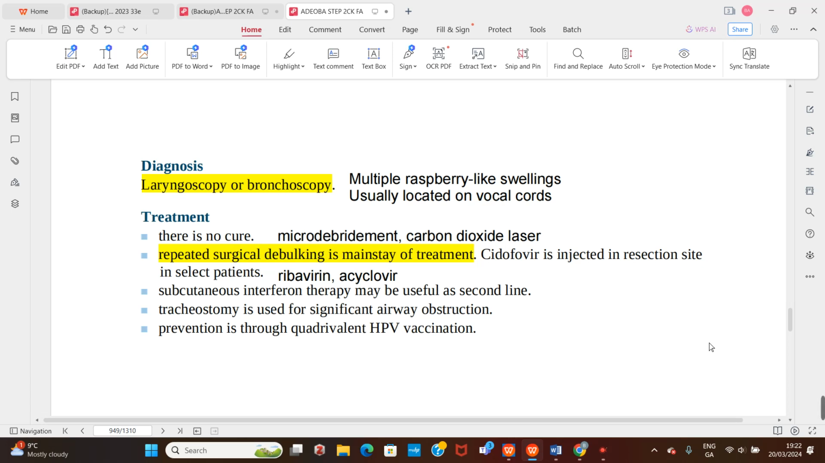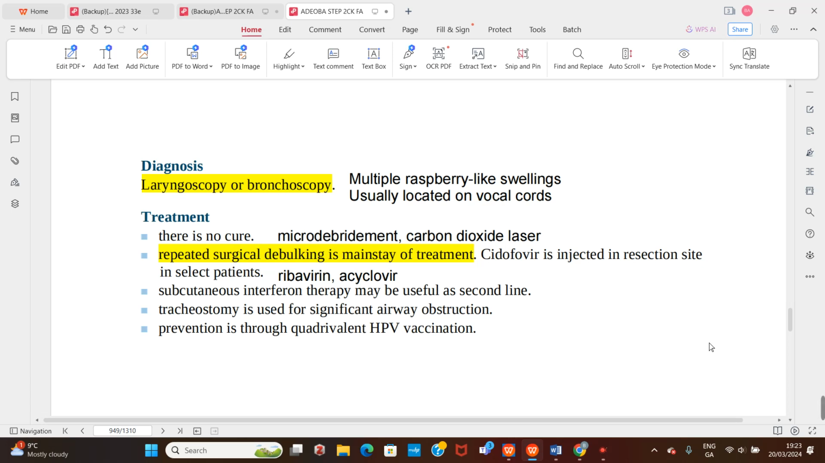So that's why you see that the child, for the juvenile one, they can get as high as 20 procedures during their lifetime. So you try to debride, you remove, it comes again, you remove, or you use CO2 laser to kill or debulk that tumor. Because this is a viral cause, you can give them cidofovir or acyclovir or ribavirin. Sometimes if there's intolerance to any of this, you can use interferon therapy as second line.